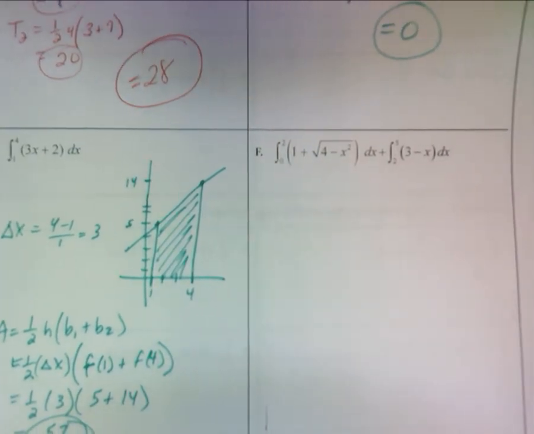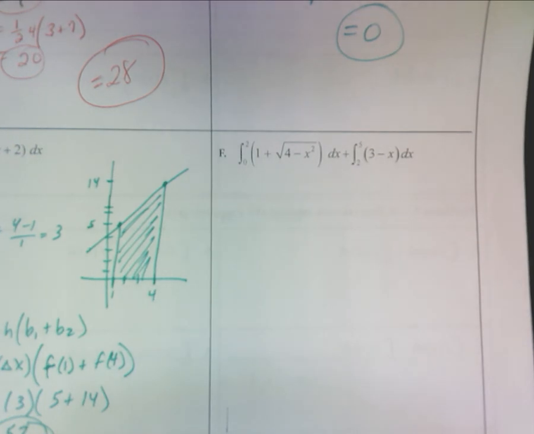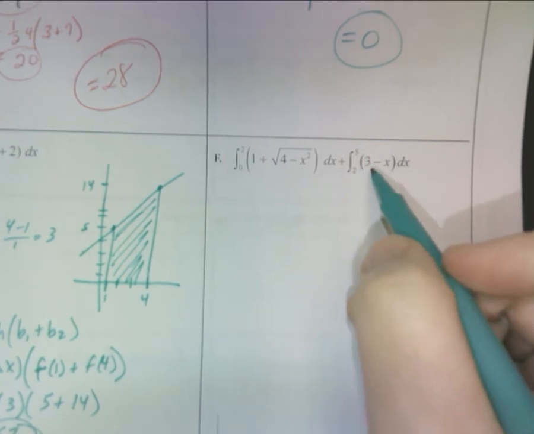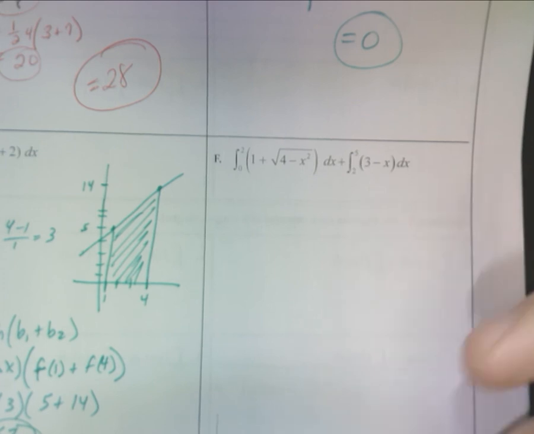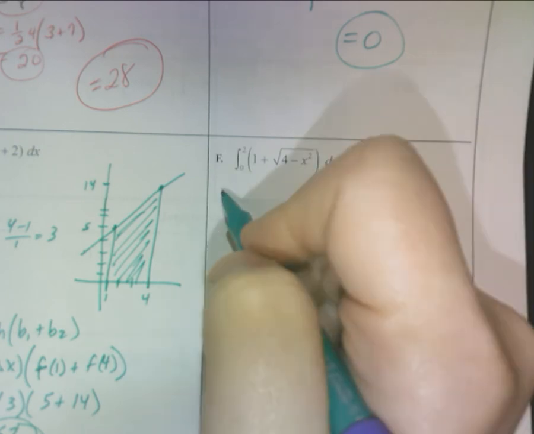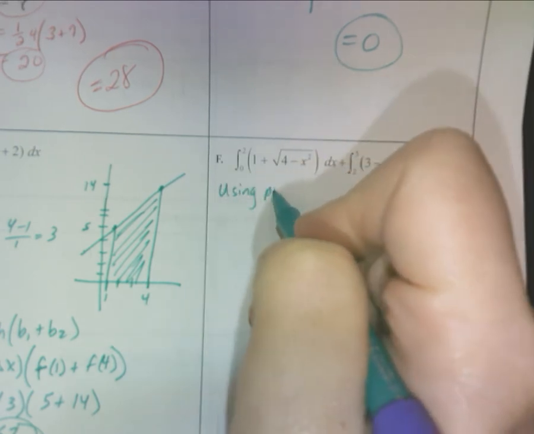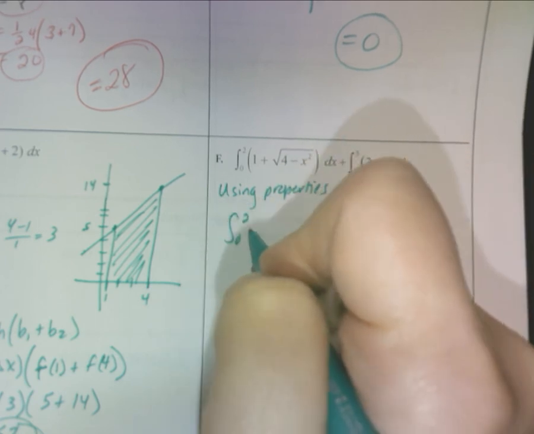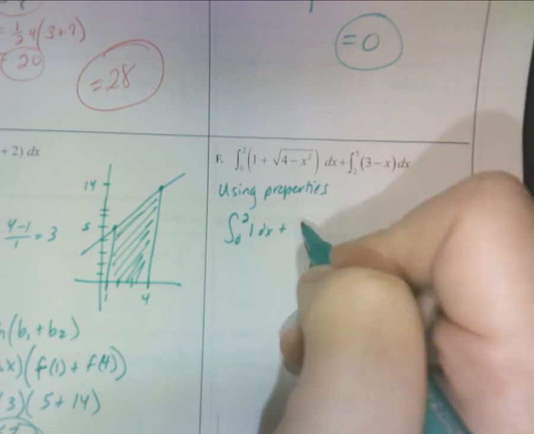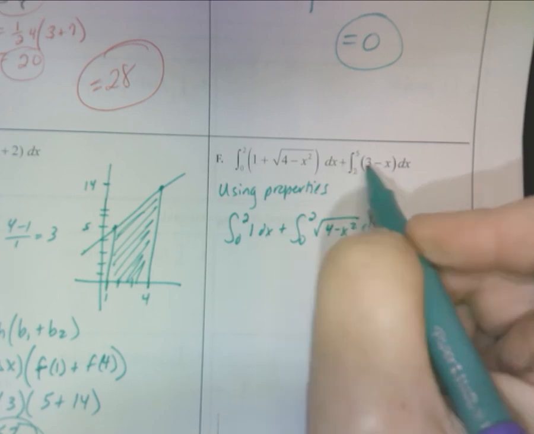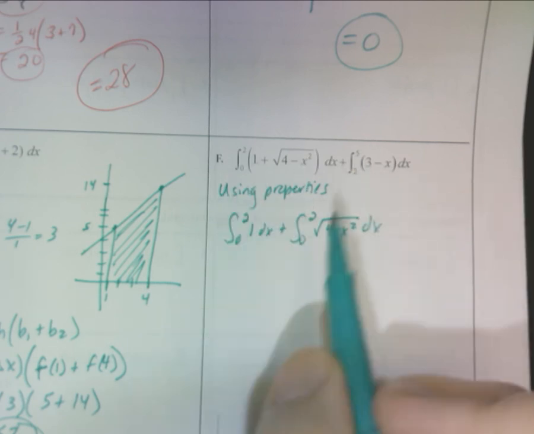All right, last and final one. The integral from 0 to 2 of 1 plus 4 square root of 4 minus x squared, plus the integral from 2 to 5 of 3 minus x dx. So we're going to do properties here, because this is adding, and we've already done this, and this is a constant. So using properties, I'm going to separate this into the integral from 0 to 2 of 1 dx plus the integral from 0 to 2 of the square root of 4 minus x squared dx. And I'll do this part in a minute. Let's just do this first part right here.